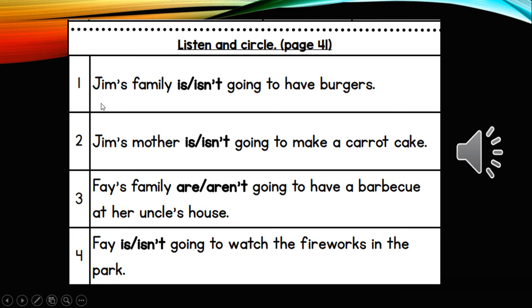Number 1. Jim's family is or isn't going to have burgers. Number 2. Jim's mother is or isn't going to make a carrot cake. Number 3. Faye's family are or aren't going to have a barbecue at her uncle's house. And finally, number 4. Faye is or isn't going to watch the fireworks in the park.